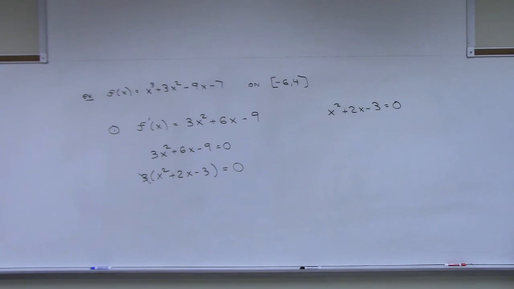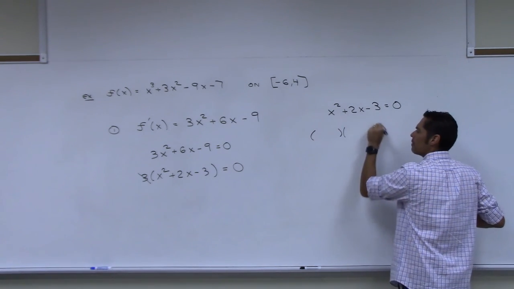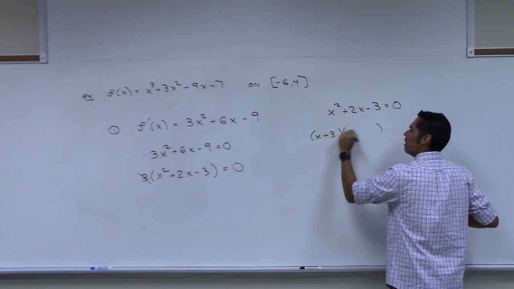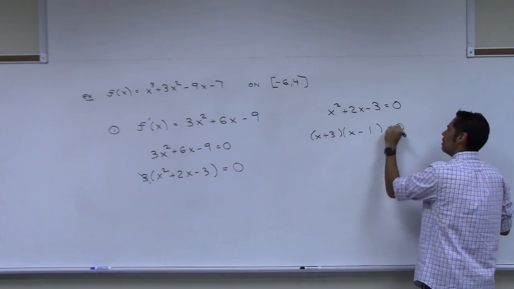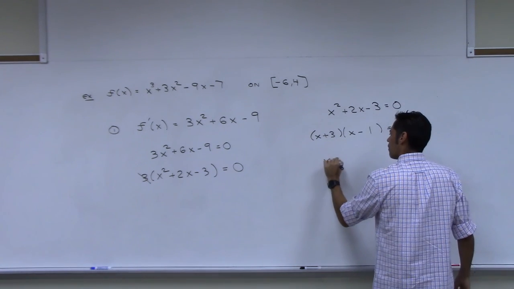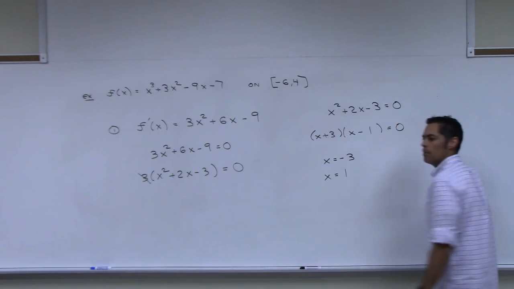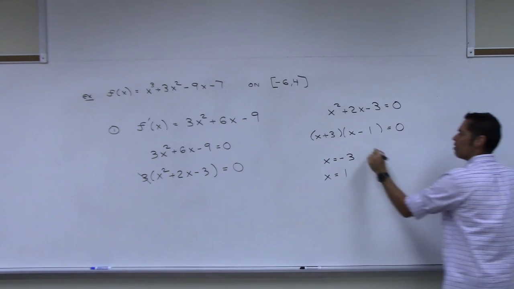All right. So this does factor. What does this factor to be? x plus 3, x minus 1. And now you get 2 solutions, right? These are our critical numbers.